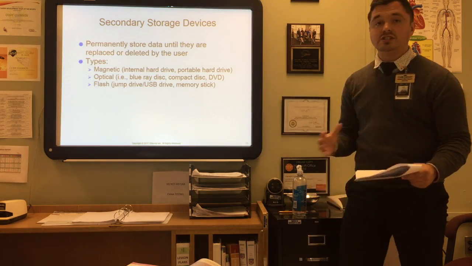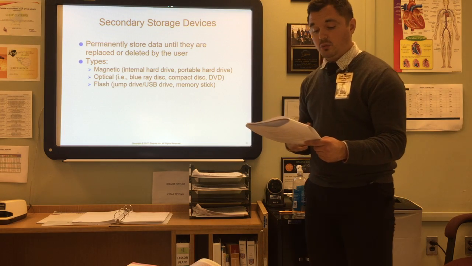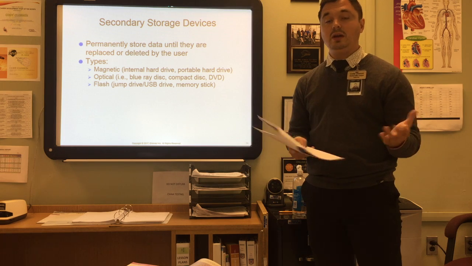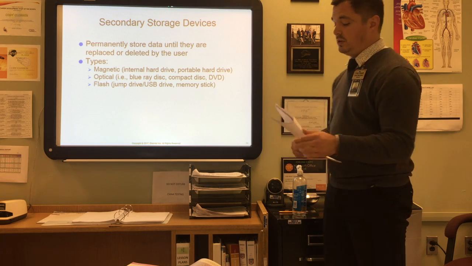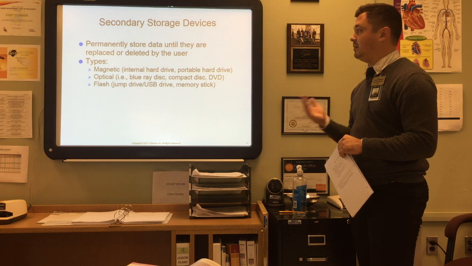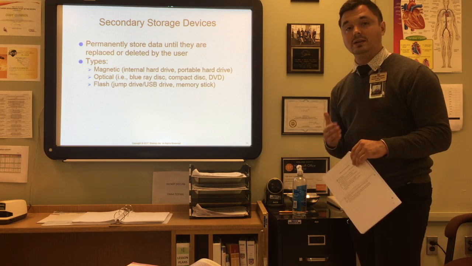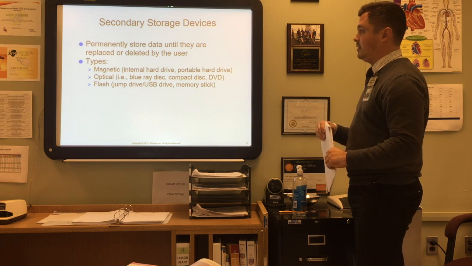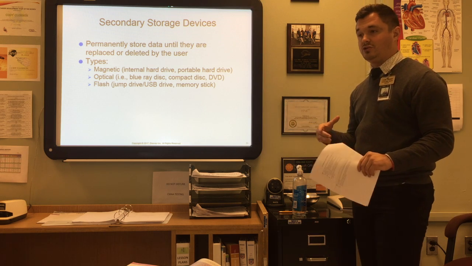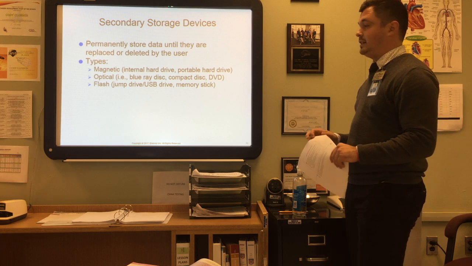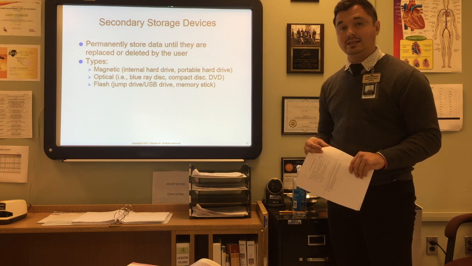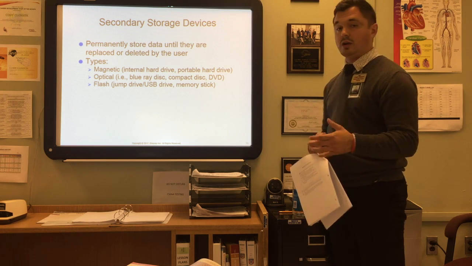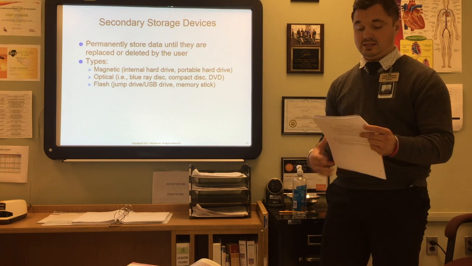Some secondary storage components or devices, guys. So without a storage device, the computer would be considered a dumb terminal. Okay, you wouldn't be able to do anything or store anything on it. So you need to have secondary storage devices, and these permanently store data until they are replaced or deleted by the user. So there's many different types. Okay, there's a magnetic, which is your internal hard drive or portable hard drives, and then you have optical, which could be like a Blu-ray disc or a CD or a DVD. And then you have flash, which are like jump drives, USB drives, memory sticks, those types of things.